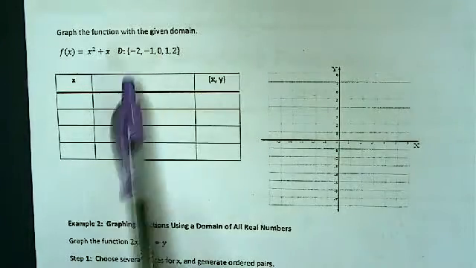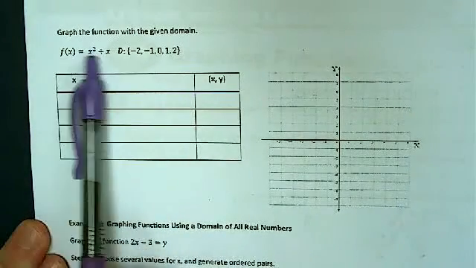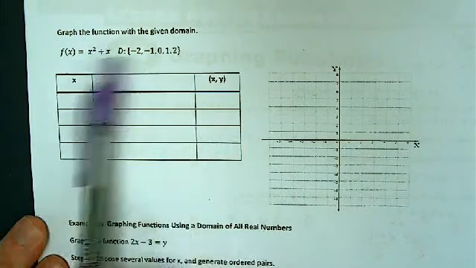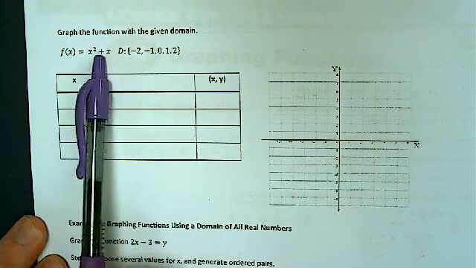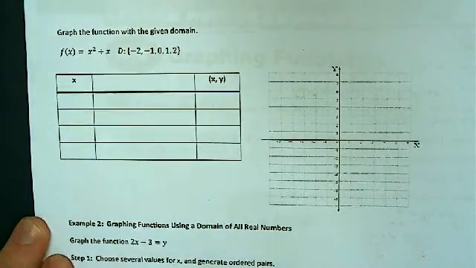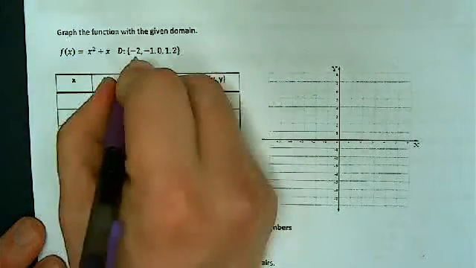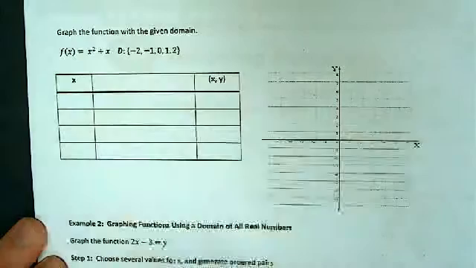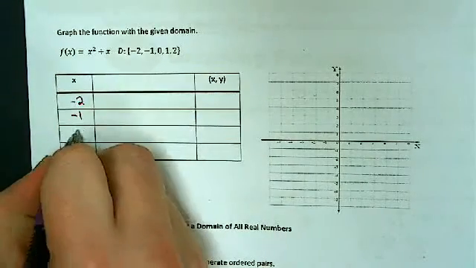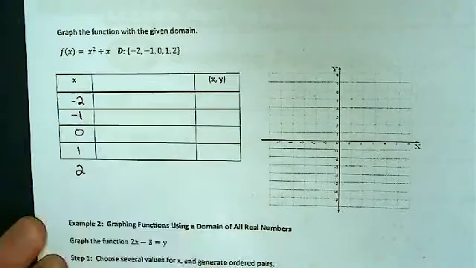And take a look at our second example. This one's already solved for y. So I just have my domain that I'm going to be using with this function, x squared plus x. So let's see what happens when I start to fill this in. First thing I'm going to do is write down my domain as part of my table of values. -2, -1, 0, 1, and 2.